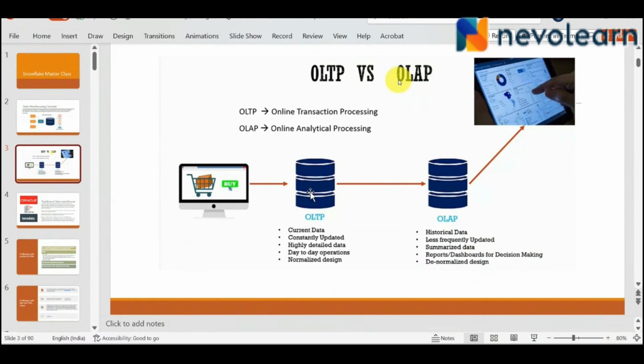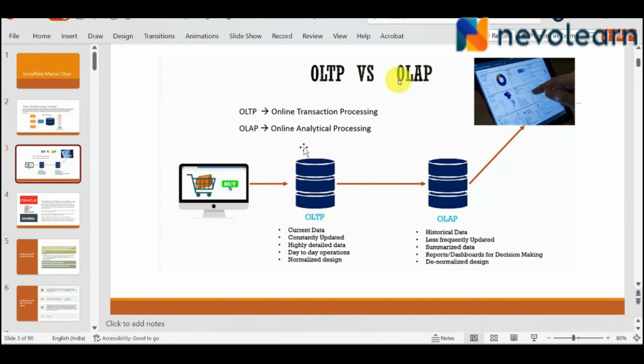Now from this OLTP database, we push the data to the OLAP system. OLAP is nothing but online analytical processing. This OLAP system is a data warehousing concept. What it does, as I told you, here we don't have the complete data. Complete data in the sense that this is constantly updated, and we cannot decide anything based on data which is constantly updating.